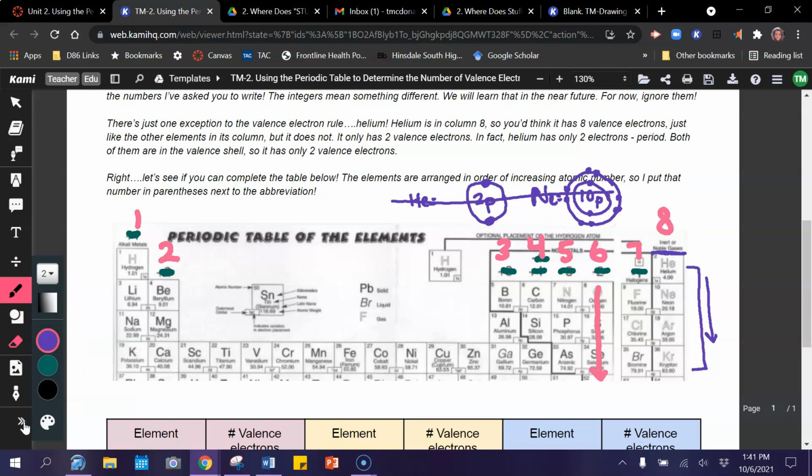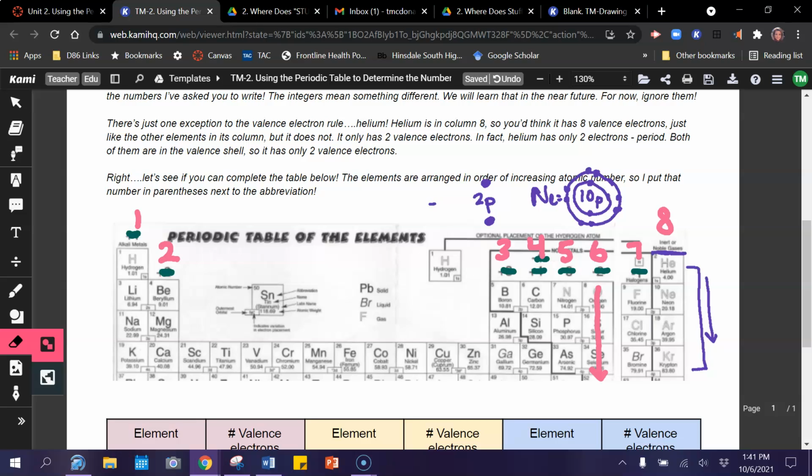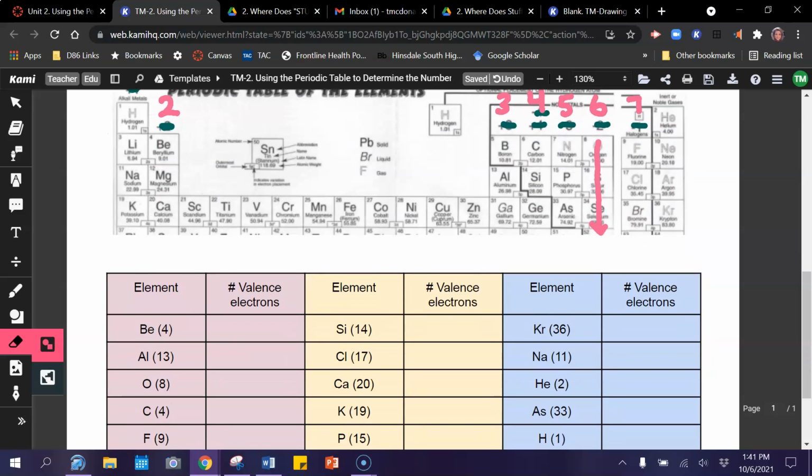All right, let me erase this, and let's take a look at our problems down here. For our element beryllium, we have a number 4 in parentheses there because it has 4 electrons total. Sorry, I first said boron, but this is beryllium, my mistake. It has 4 electrons total, so that's the atomic number. If we come up to our periodic table and find element 4, there's beryllium right there. What number is above beryllium? The number 2. So we have 2 valence electrons for beryllium.